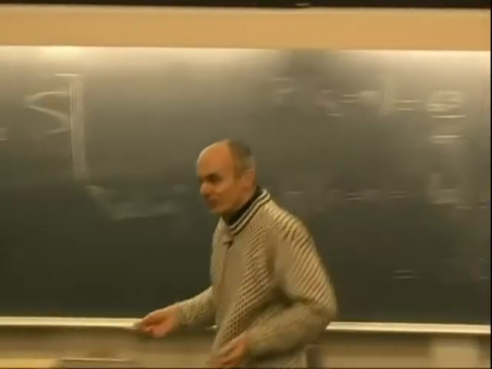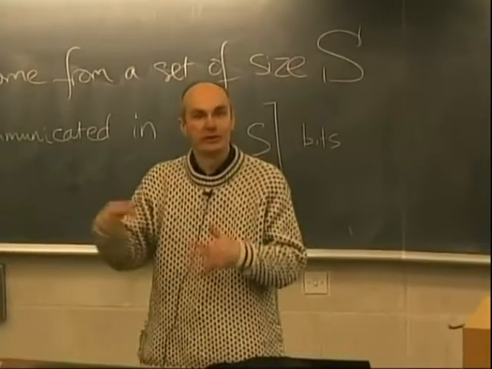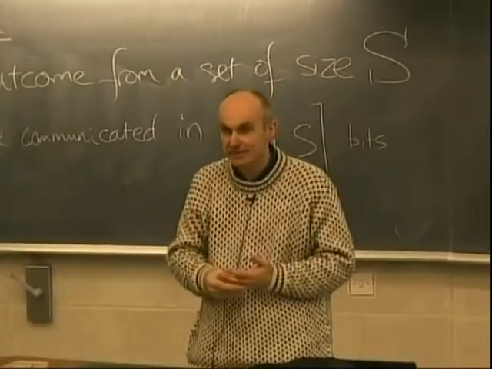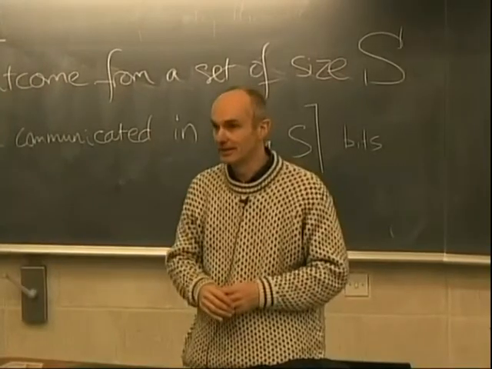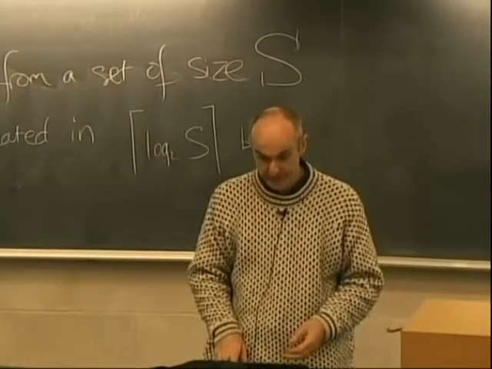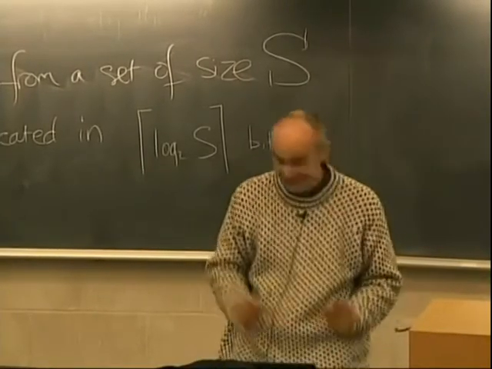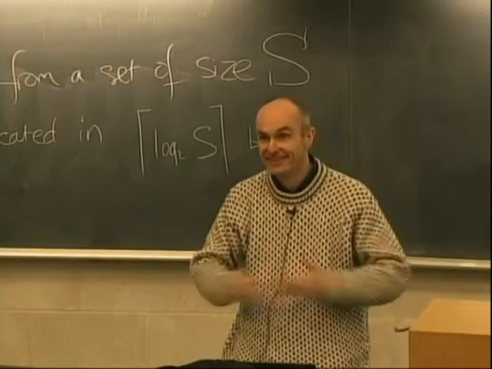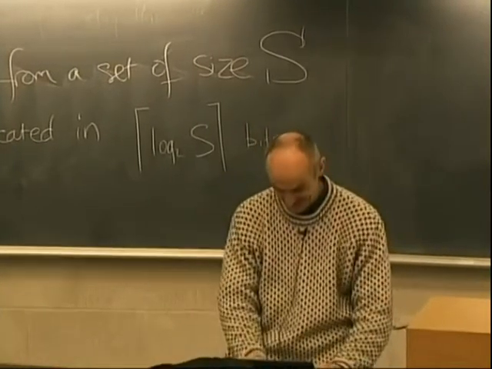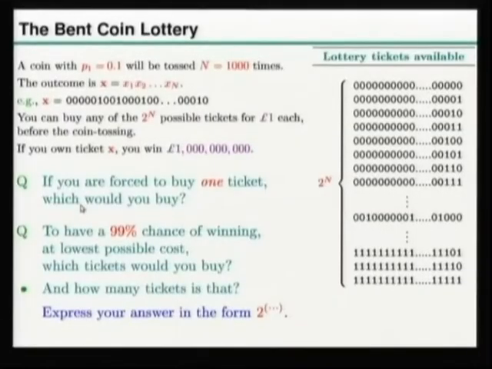Okay, that's no proof, but it's a nice little bit of evidence that maybe this log of 1 over p thing, which looked a bit strange at the beginning, maybe that is the right way to measure how much information you get when something happens. Do you want to play again? Maybe not. I think we've got the message. Any questions? Okay. So that's submarine. Now let's do the bent coin lottery.